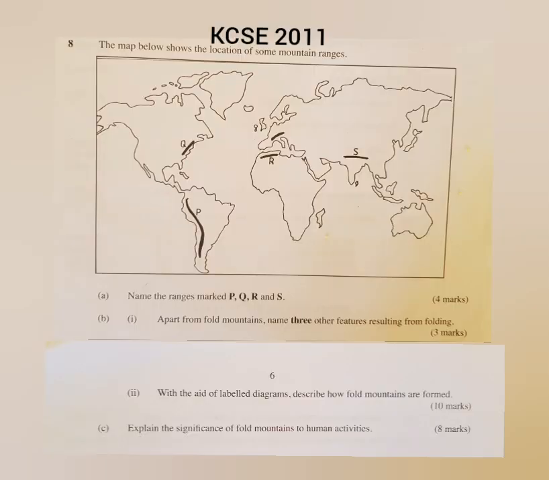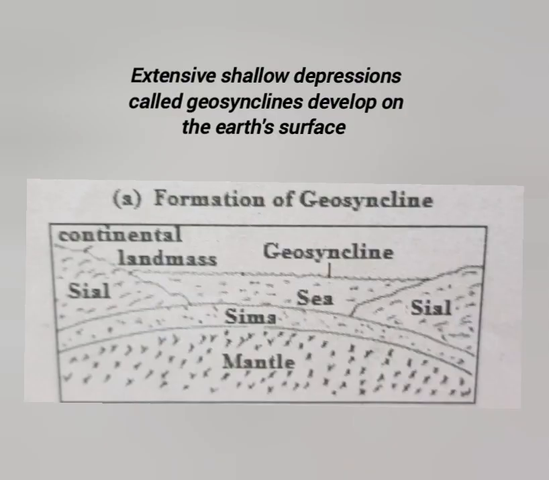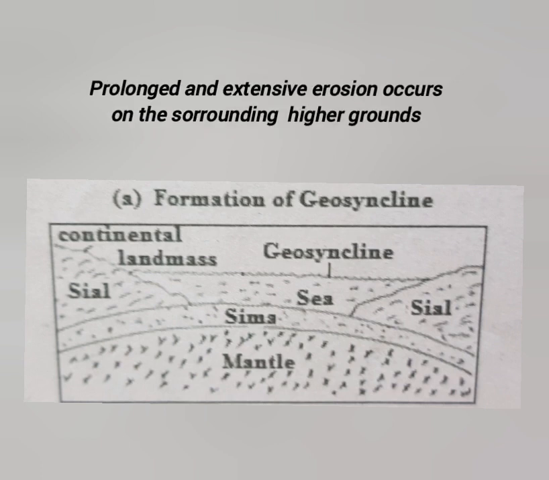So question 8b, with the aid of labeled diagrams, describe how fold mountains are formed. This question carried 10 marks, so you must be very careful how we answer this question. Describe how fold mountains are formed. So first, extensive shallow depressions called geosynclines develop on the Earth's surface. Then prolonged and extensive erosion occurs on the surrounding higher grounds.